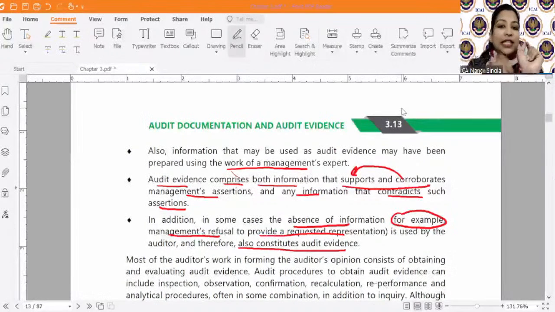Students, we have seen that sufficiency is what? The quantity. It is a measure of quantity as to how much evidence is to be obtained with respect to a particular assertion. And what is assertion? For now I have told you, and in detail we'll be discussing in the next session.